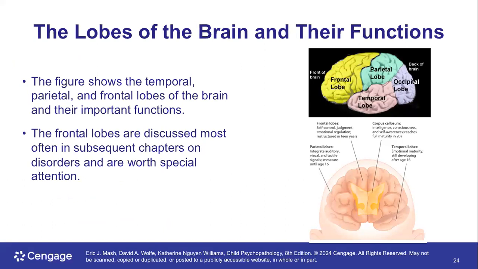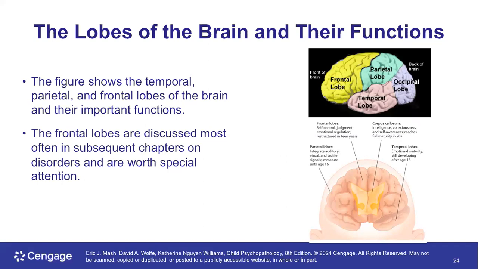A mnemonic is FPOT. So frontal includes things like the prefrontal cortex, which is responsible for executive functioning, judgment, decision-making, planning, personality. You have your motor cortex and your Broca's area for speech and language production. You have your parietal lobe, which is responsible for somatosensory signals, as well as visual spatial reasoning. Your occipital lobe is responsible for visual processing, typically.